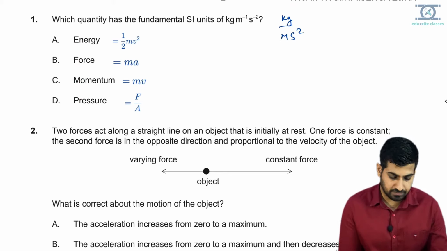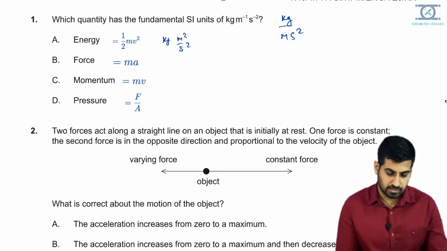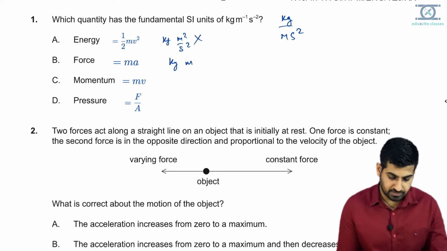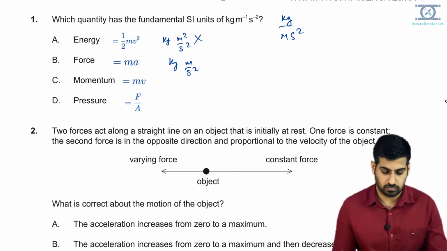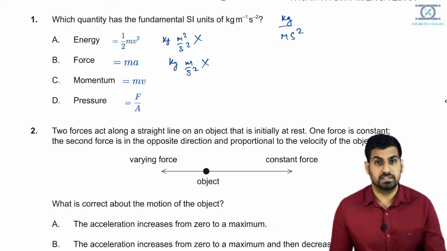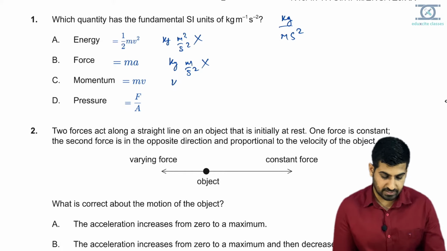So half is having no SI unit, so mass is kg, meter square upon second square is the velocity square. So that is not the right answer. Mass again kg, meter per second square for the acceleration, so again the wrong answer. Momentum is mass into velocity, so mass is kg, velocity is meter per second, then again it's wrong.